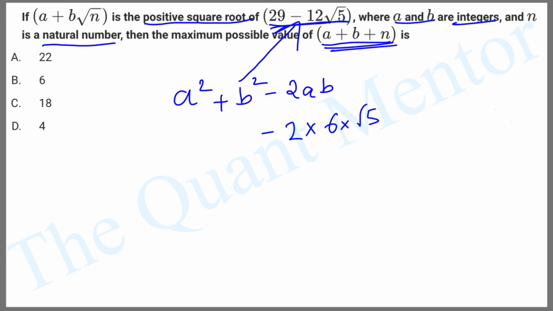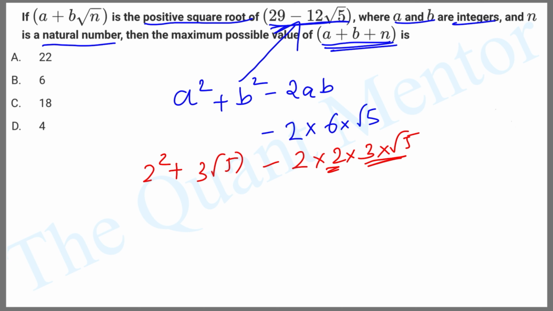The next possibility could be 2ab, 2 into 6 into root 5, split as 2 into 2 into 3 into root 5. So you can take 2 as a and 3 root 5 as b. So 2 square plus 3 root 5 the whole square will give me 4, and 3 square is 9, 9 into 5 is 45. 45 plus 4 would be 49, but I want a 29 here. So once again, this is not the correct way of splitting.